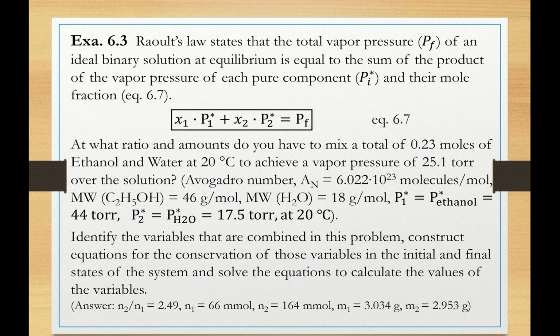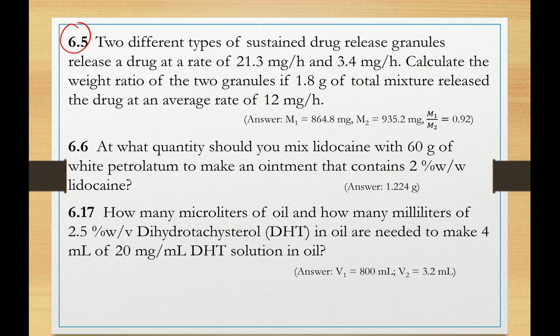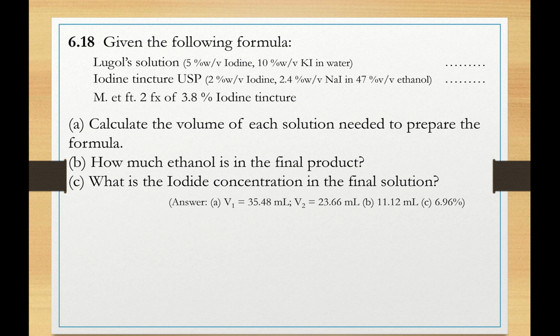Now example 6.3 is related to Raoult's law. So in this case you may have only one type of variable, a very interesting and realistic problem. Now exercise 6.5 is not a mixture composition problem. It is actually a mixture problem related to drug release or pharmacokinetics. A very interesting one. Exercises 6.6 and 6.17 are very interesting compounding problems. They are mixture composition problems, as well as 6.18.